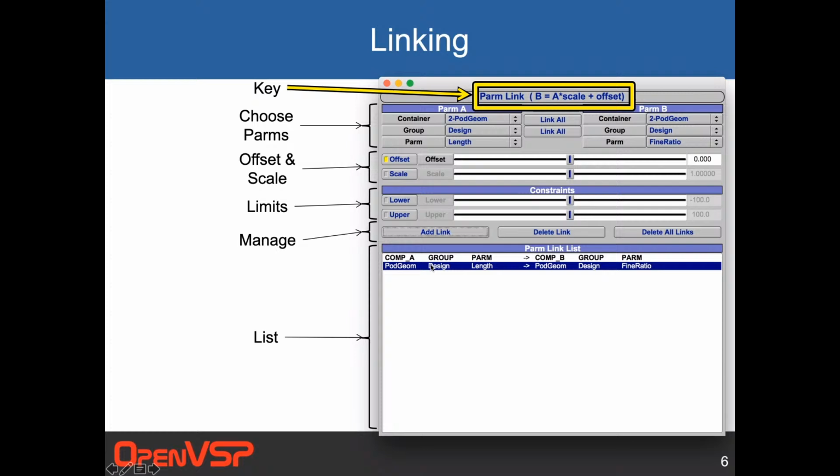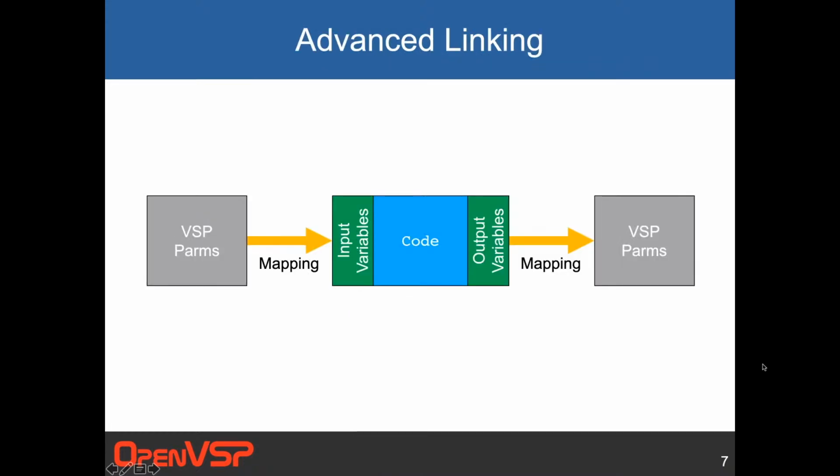So B is a function of A in this case. And so you've linked the length to the fineness ratio of a pod. It's a little silly, but it illustrates the point. So this is simple linking that's been around a long time. A little bit more recently added is what we call advanced linking.